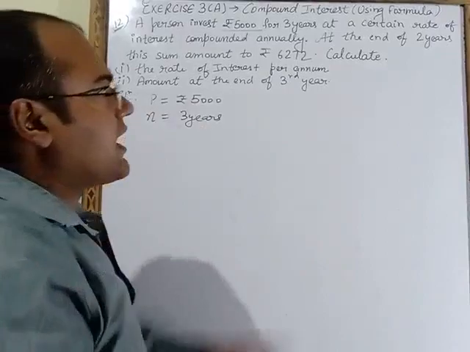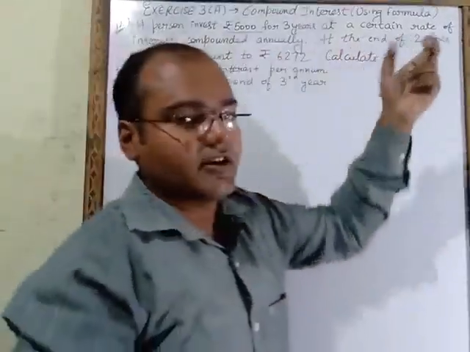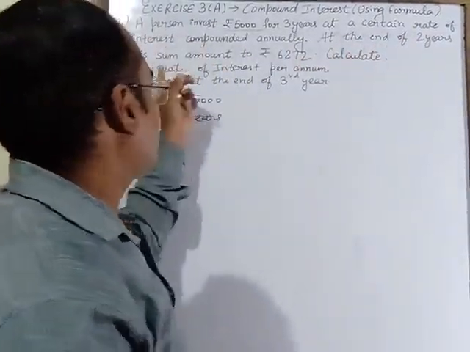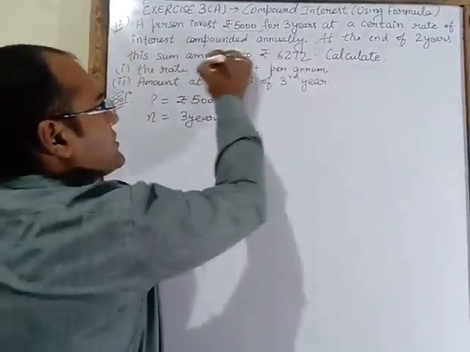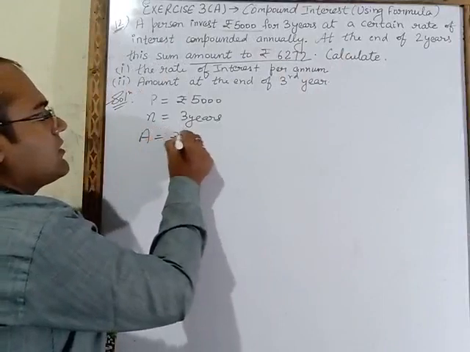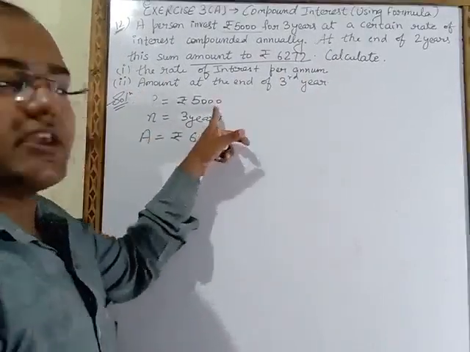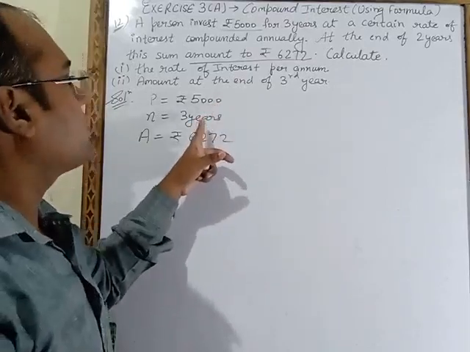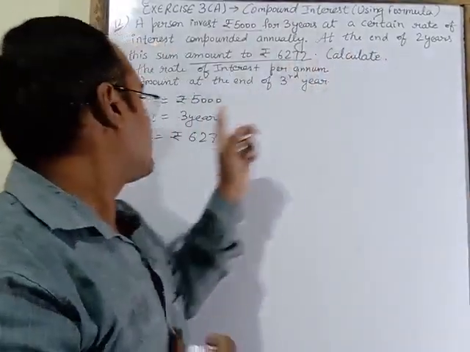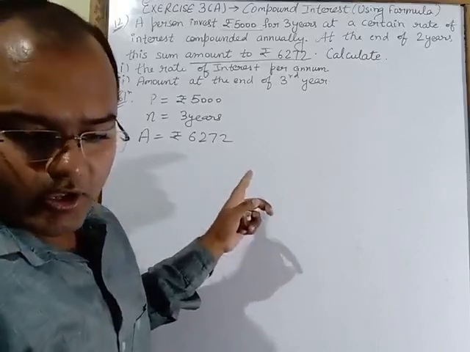3 years, at a certain rate of interest compounded annually. Certain rate, rate we don't know. What is the rate percent? At the end of 2 years, the sum amounts to this much. What is this? This is the amount. So the amount value is given, 6272. So this much money he had invested. After 2 years, at the end of 2 years, it amounts to this much. So this is the amount at the end of 2 years.